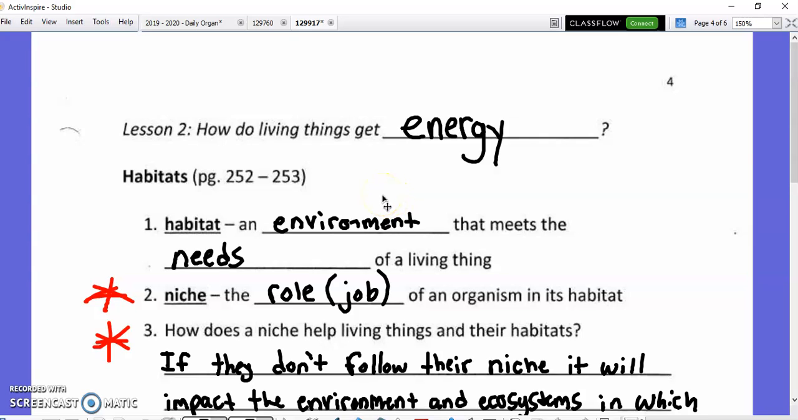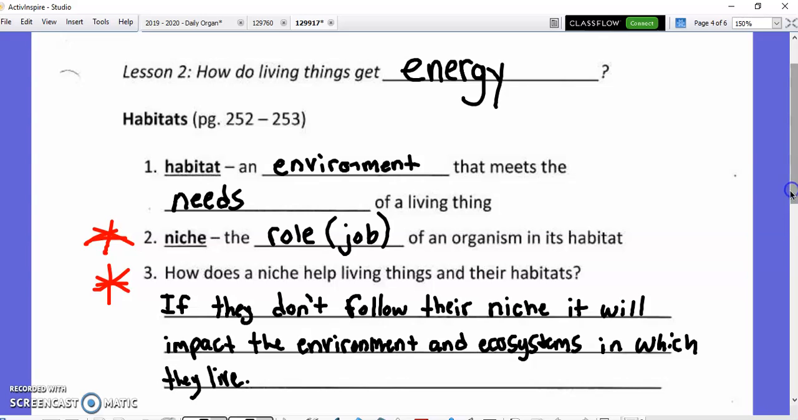Lesson 2, how living things get energy. Habitats are the environment that meets the basic needs of all living things. And within those habitats, these different living things have jobs. The scientific term for that would be a niche. The role or job of an organism in its habitat is the living thing's niche. How does a niche help all living things in their habitats?